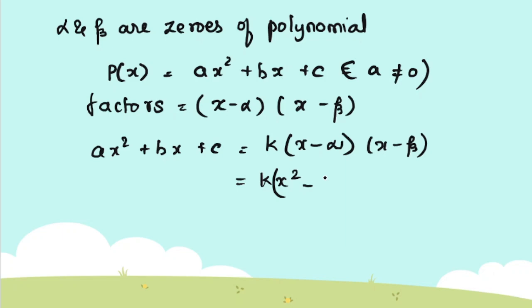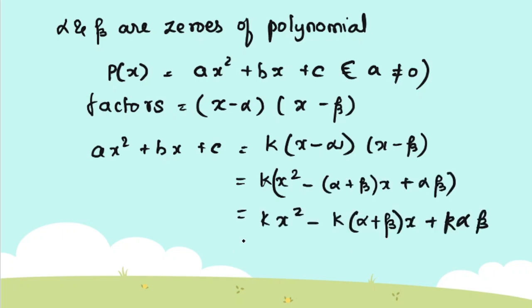So if they have asked you to find the equation, you can use this. If they have given the zeros of the polynomial and asked you to find the equation, you can use this and find the equation of the polynomial. Okay, so now we will see the sum of zeros and the product of zeros.